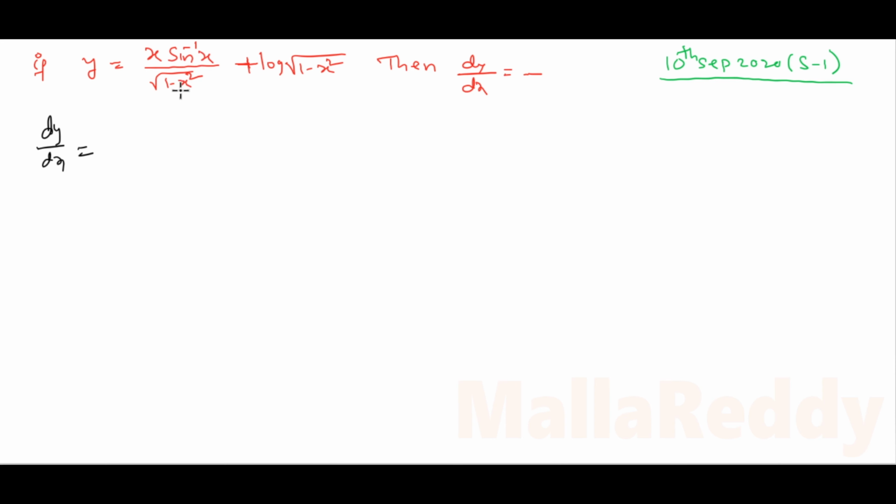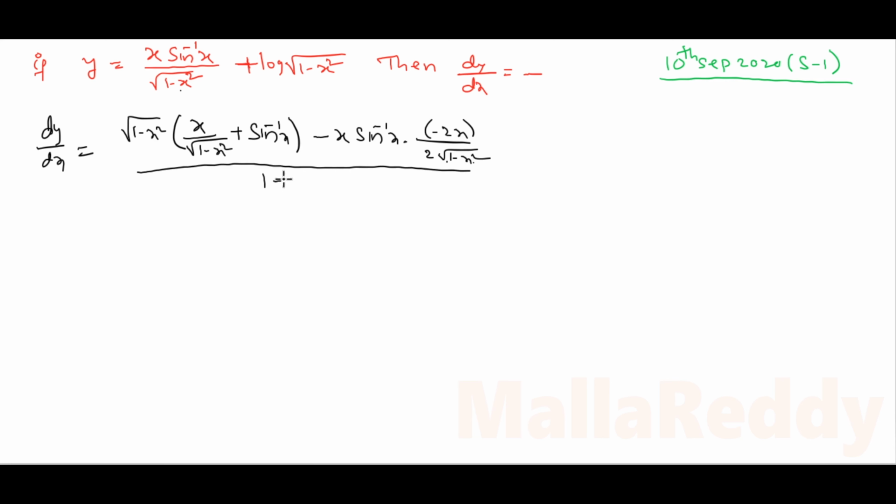to x sin inverse x by root 1 minus x square. This is in the form of u by v, that is root over 1 minus x square into x sin inverse x derivation, that is x into sin inverse x derivation 1 by root 1 minus x square plus sin inverse x into x derivation 1, minus x sin inverse x into root 1 minus x square derivation, that is 1 by 2 root 1 minus x square into derivative of 1 minus x square is minus 2x, by root 1 minus x square whole square, that is 1 minus x square, plus log root 1 minus x square, that is 1 by 2 into log of 1 minus x square, that is 1 by 1 minus x square into derivative of 1 minus x square is minus 2x.